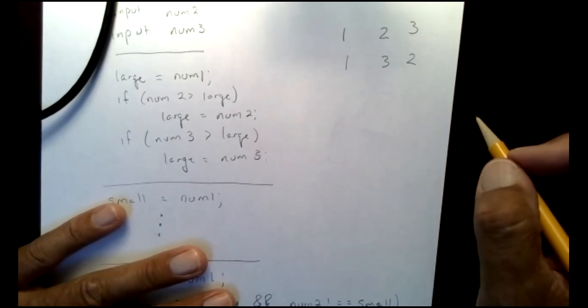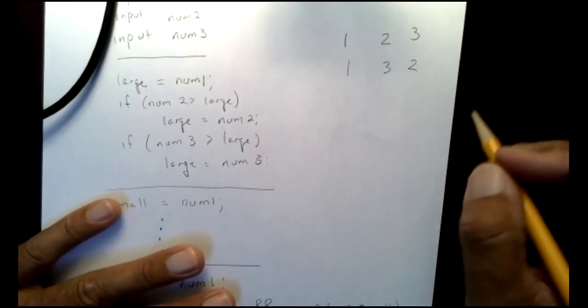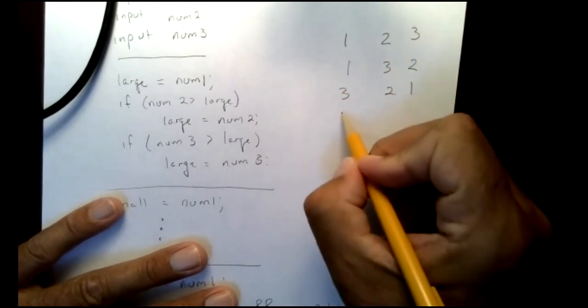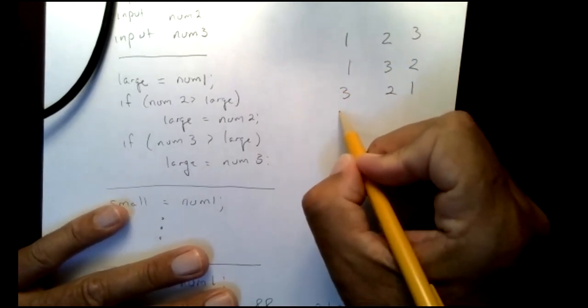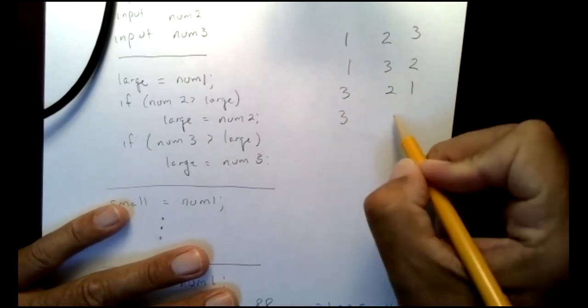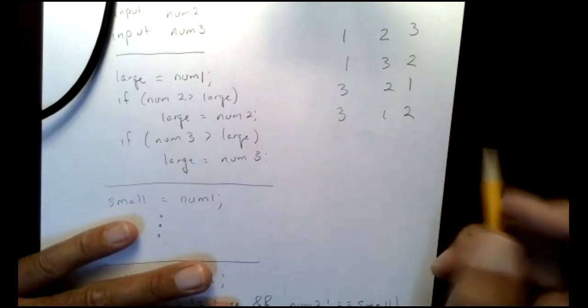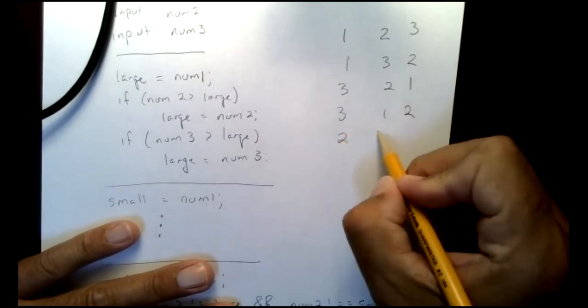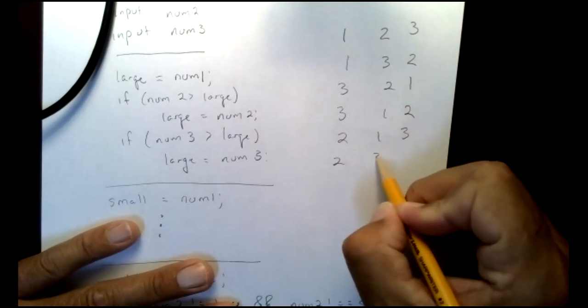Give me a new value for num1. 3, 2, 1. And then the next set might be something like 3, 1, 2. Excellent, 3, 1, 2. I want a little more test data. 2, 1, 3 and 2, 3, 1.